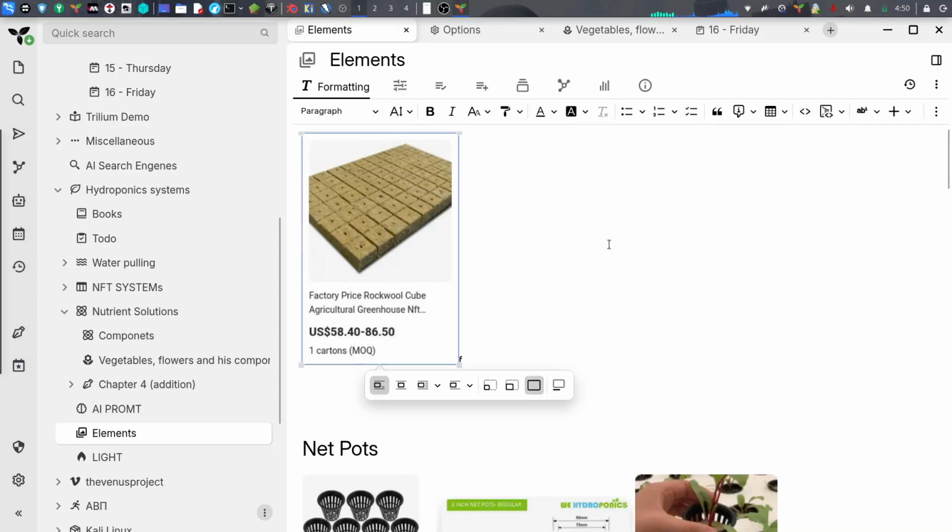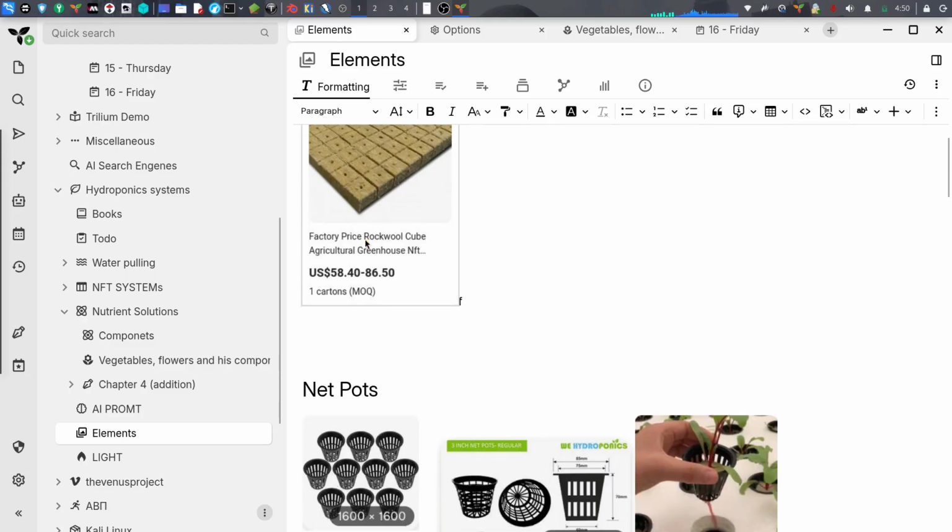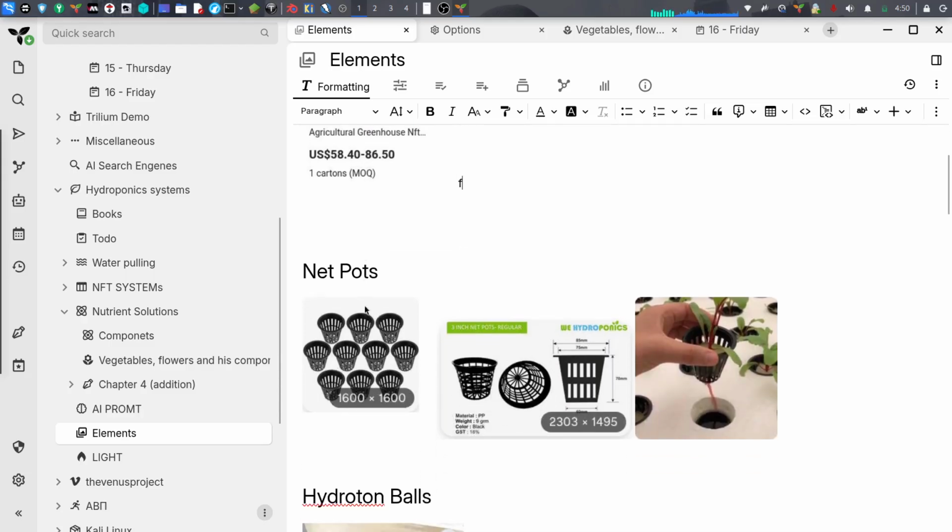Welcome back. Check these elements. This scarlet rockwool cube is used when we grow seeds. When seeds generate first structures, we put little plants into net cups, net pots.